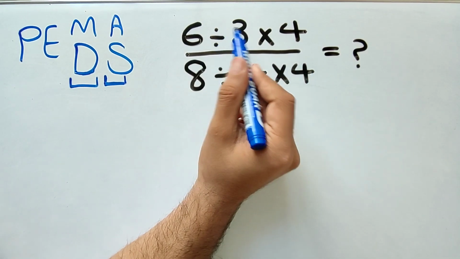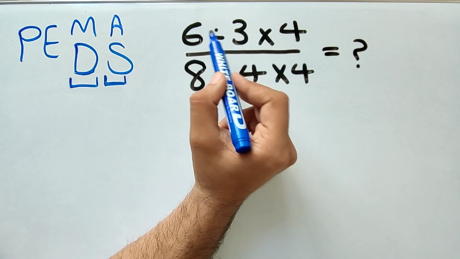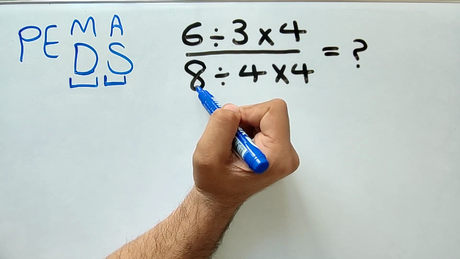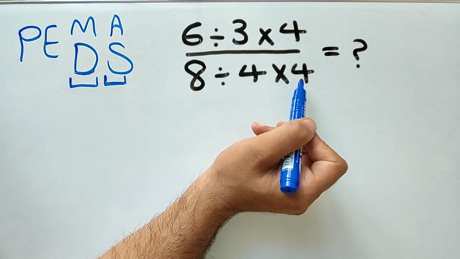Today I want to find the value of this expression. We have 6 divided by 3 times 4 over 8 divided by 4 times 4.